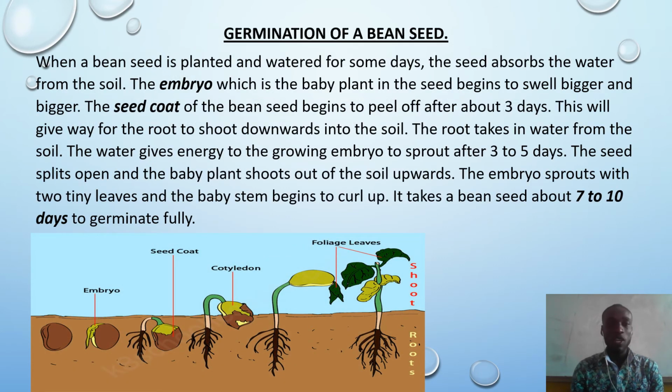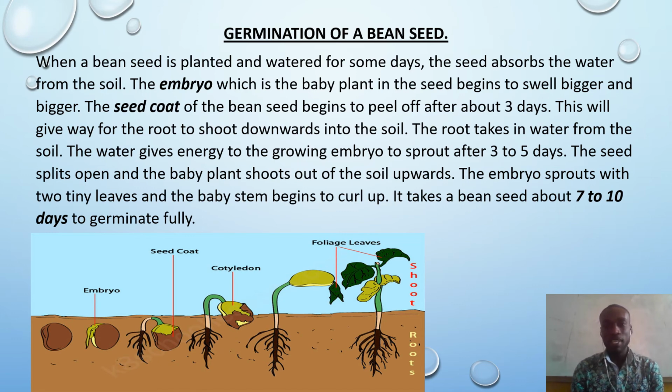So let's take a look at germination of a bean seed. When a bean seed is planted and watered for some days, the seed absorbs the water from the soil. The embryo, which is the baby plant in the seed, begins to swell bigger and bigger. The seed coat of the bean seed begins to peel off after 3 days or more. This will give way for the root to shoot downwards into the soil.